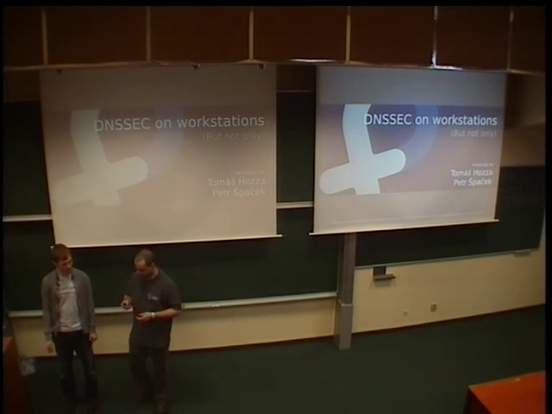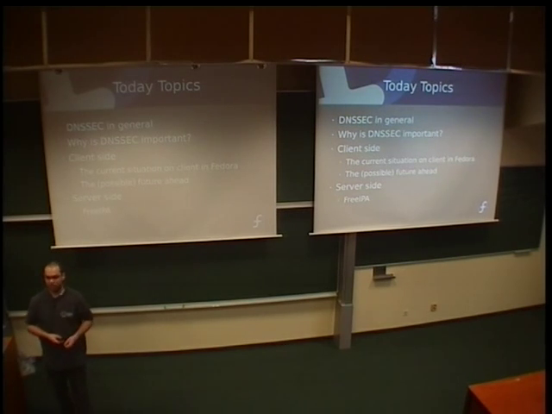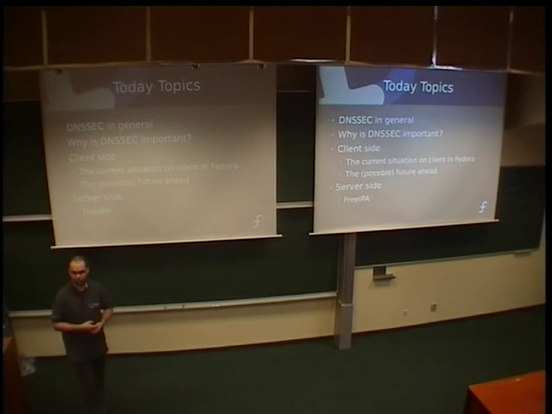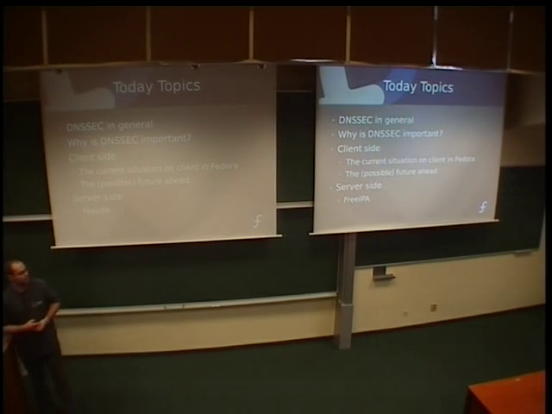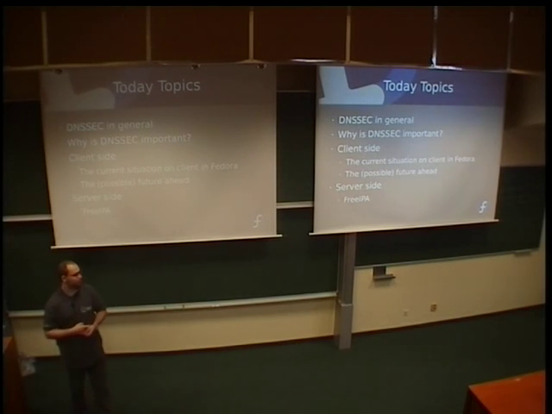DNSSEC implementation. So what we'll talk about today, first of all, I'll explain how DNSSEC works really briefly, and what's the difference between DNSSEC and plain DNS protocol, why it's so important, why we are trying to make it work on client side, but not only. And then I'll explain what's the architecture and what we are using on client side, what's the current situation in Fedora 20 and later, and what is the possible future we see. And after that, Peter will cover the server side and talk about FreeIPA integration.